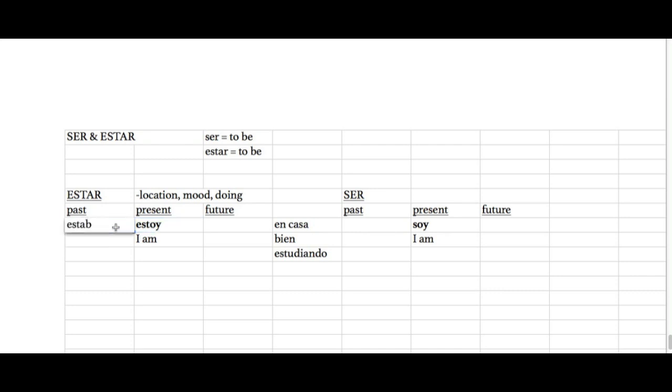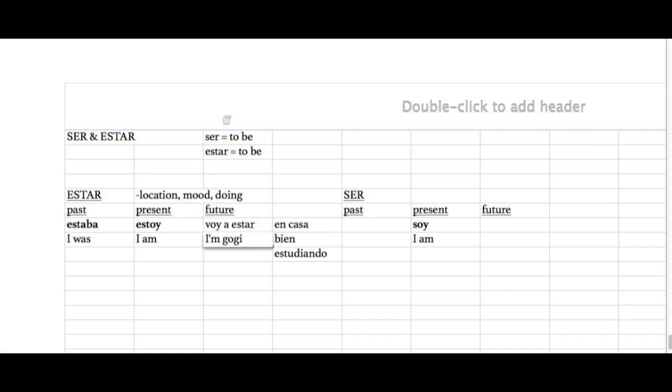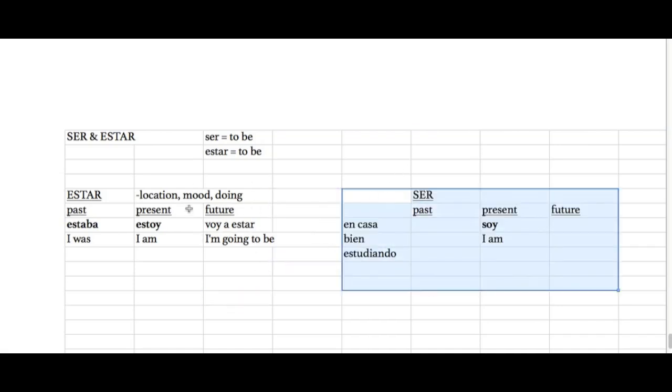If we go into the past tense, estaba would be I was, and voy a estar, I'm going to be. All right, I'm going to spread this out a little bit. So, estar, estaba, estoy, voy a estar. So I was at home, I am at home, I'm going to be at home. Use 501 Spanish verbs to get the full conjugation. That's something you can do on your own.